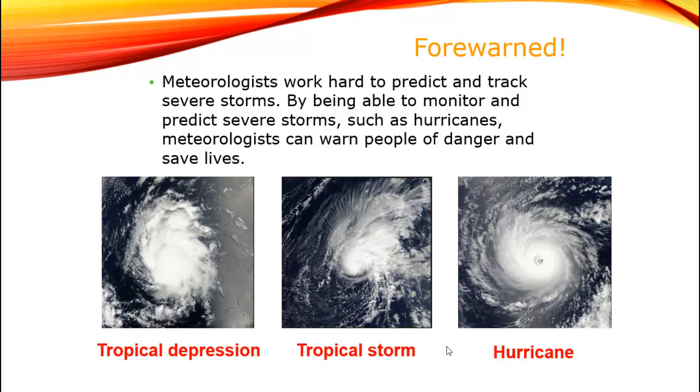So meteorologists work hard to predict and track severe storms. By being able to monitor and predict severe storms, such as hurricanes, they can warn people of danger and save lives. And these pictures show the difference between a tropical depression, a tropical storm, and a hurricane.